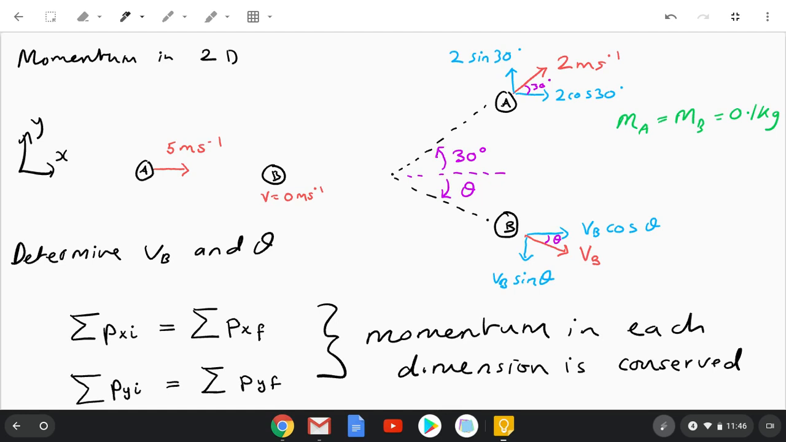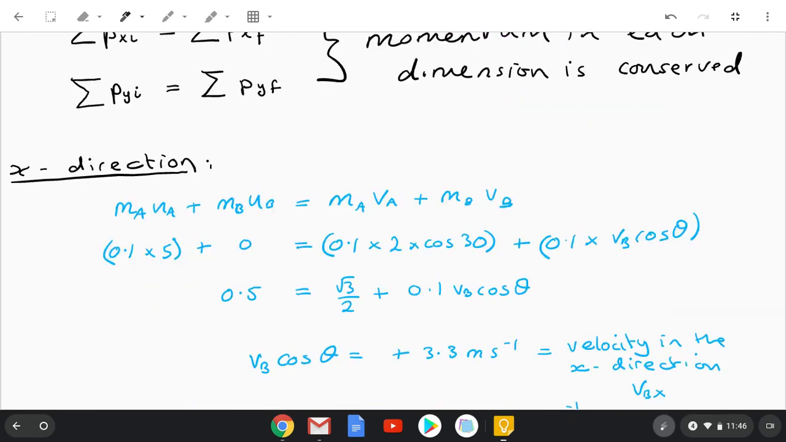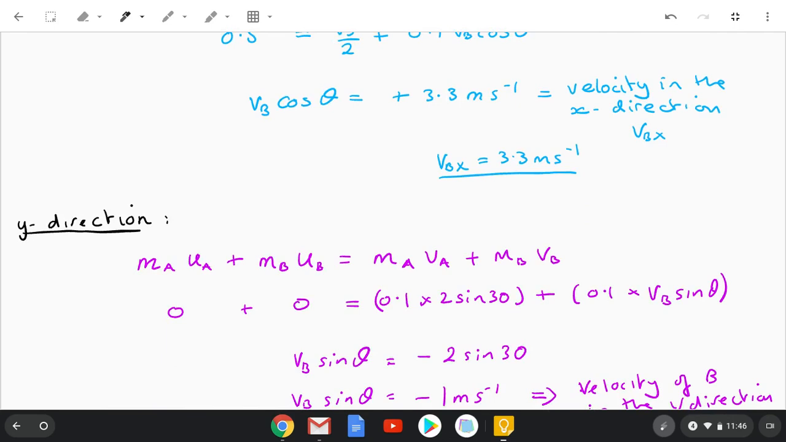And the velocity component in the y direction for VB is VB sine theta. So what we've got is object A has a vertical component of velocity of 2 sine 30 in the y direction, and VB sine theta in the y direction. That's the component of velocity for object B after the collision.